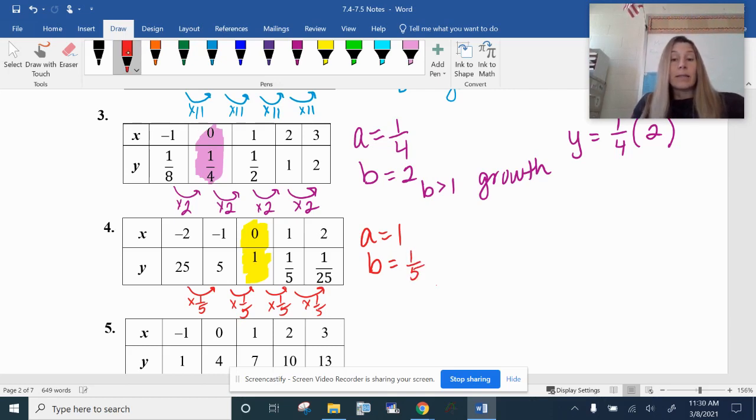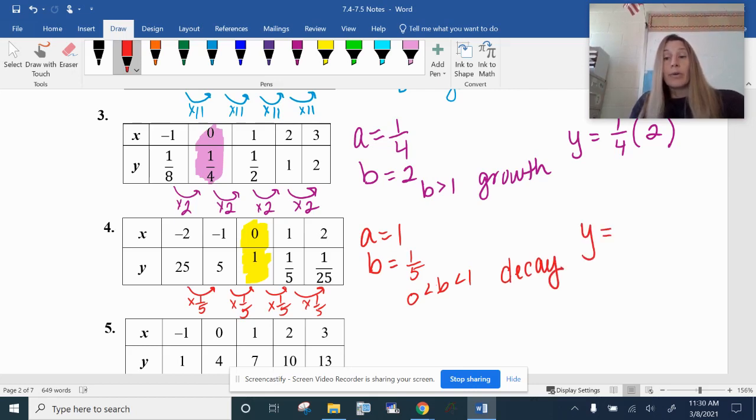Now in this case, my b is greater than 0, but less than 1, so this is an example of a decay function. However, we still write the function rule the same way, putting the a value first, the b value here in the parentheses, and raising it to the x power.